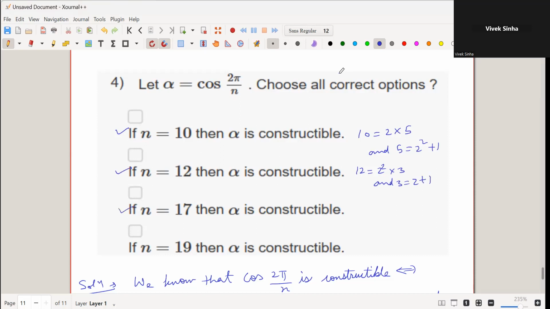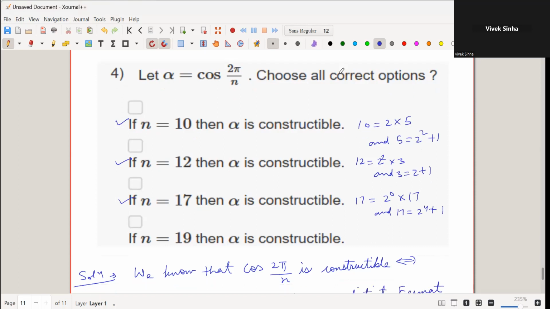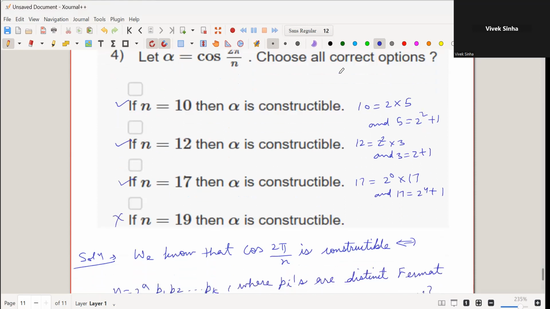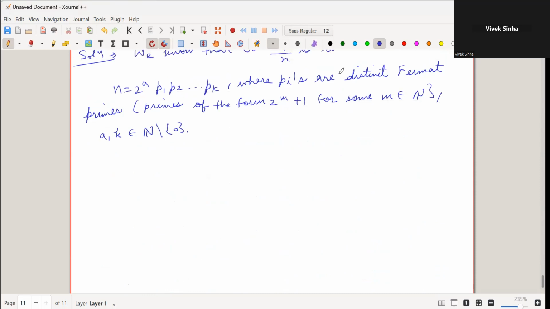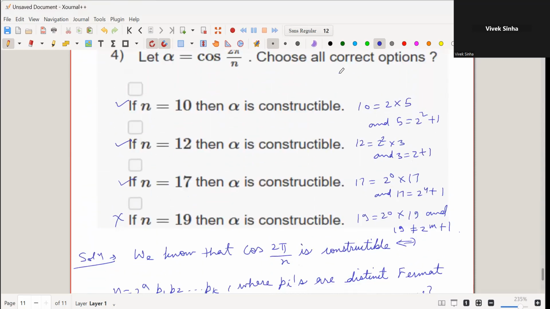17 is a prime itself. 17 is 2 raised to 0 into 17, and 17 is 2 raised to 4 plus 1. And 19 is not correct because 19 is not of the form 2 to the m plus 1, right? So, yeah, then we can move quickly to the fifth question.